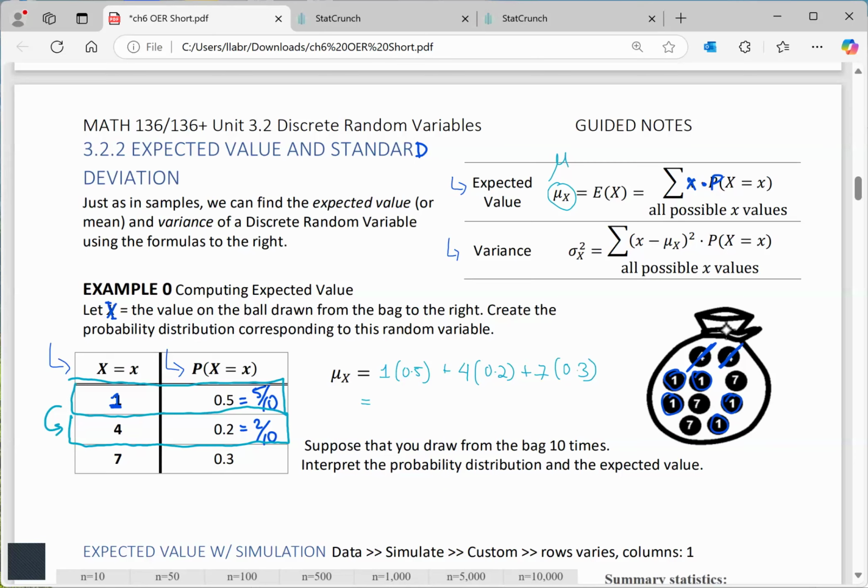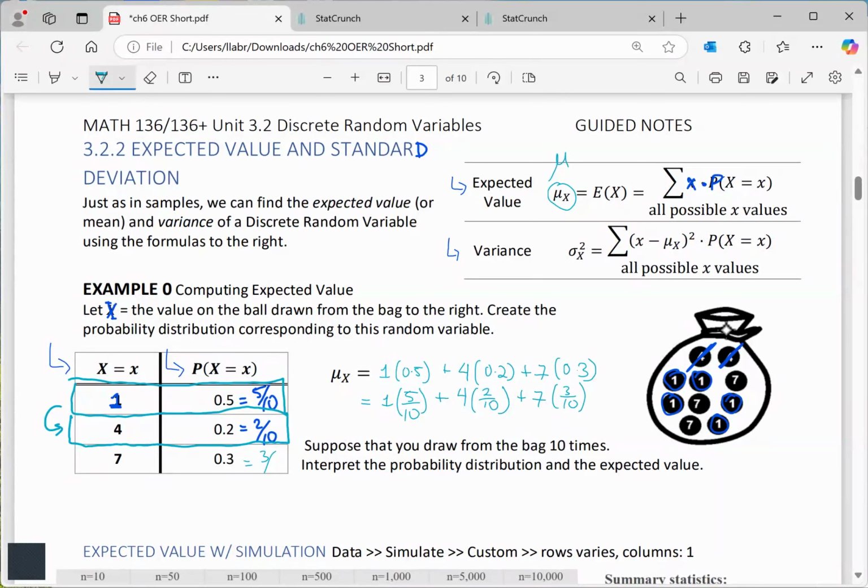Let's rewrite this 0.5 as 5 out of 10, and the 4 will be 4 times 2 out of 10, and the 7 times 3 out of 10. Notice that I simply reverted to the relative frequency to obtain this. Now, all of these are over 10, so this second line is equivalent to putting everything over 10 and then multiplying. That'll be 1 times 5 plus 4 times 2 plus 7 times 3, all divided by 10.